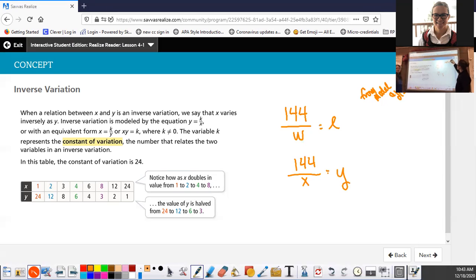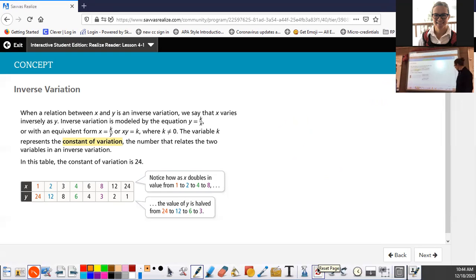Notice on these basic ones, there's not any adding or subtracting with it. It's just that fraction and just that variable, just keeping it super simple. The variable represents the constant of variation. In this table, it's 24 because every time x times y equals 24.